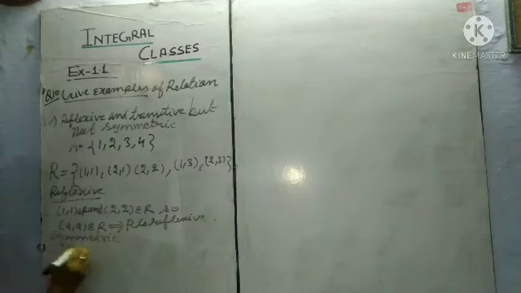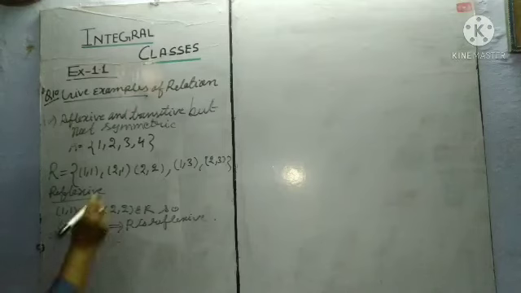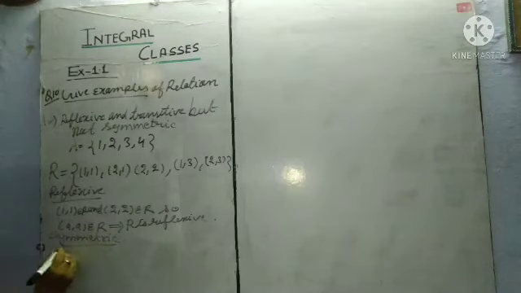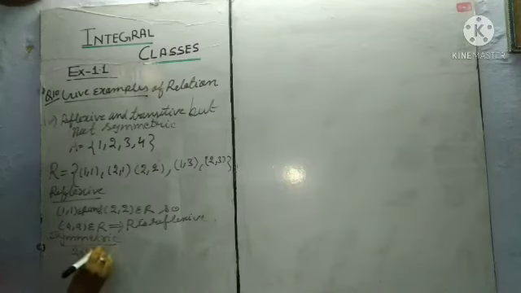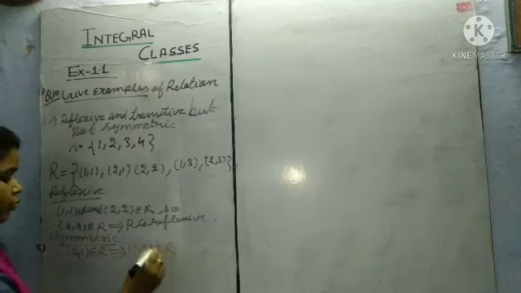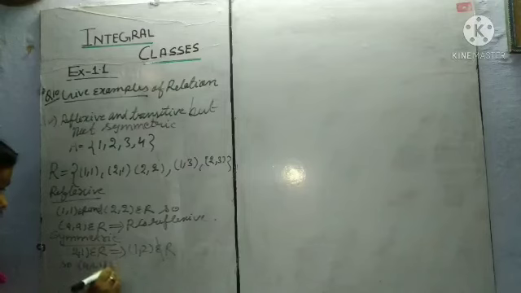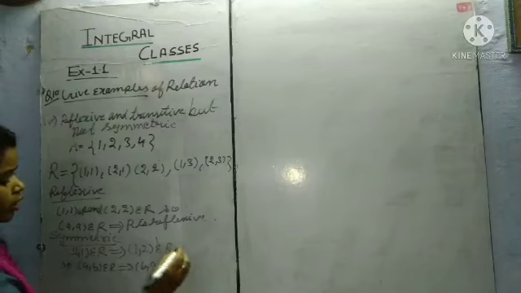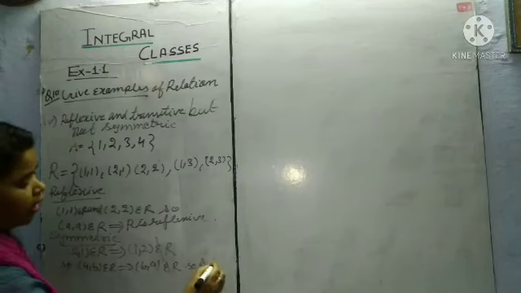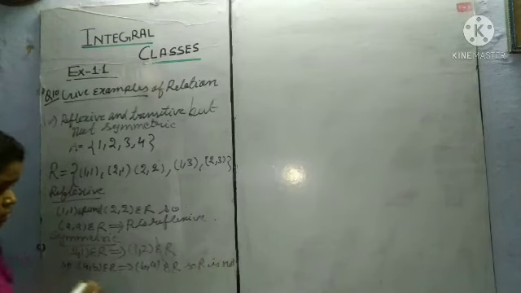Now second is symmetric. For symmetric, as we observe, if we take 2, 1 belongs to R, it implies that 1, 2 also belongs to R. But it does not exist in this relation. So a, b belongs to R but b, a does not belong to R. So R is not symmetric.